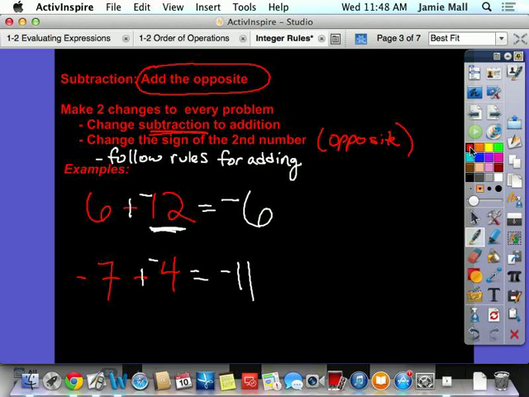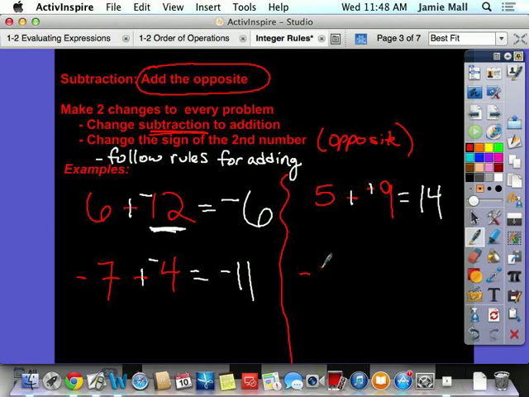All right, let's do another example. Let's try something like 5 minus negative 9. If I'm following my two changes, that is going to become 5 plus, the opposite of negative 9 is positive 9. Now I've got 5 plus 9. My answer is 14.